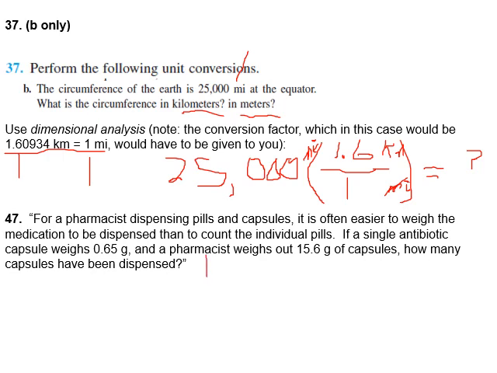Let's come down here and do this one. A single capsule weighs 0.65 grams, and he weighs out 15.6 grams. So just divide how much he weighed out, your total mass here. So divide 15.6 by 0.65.